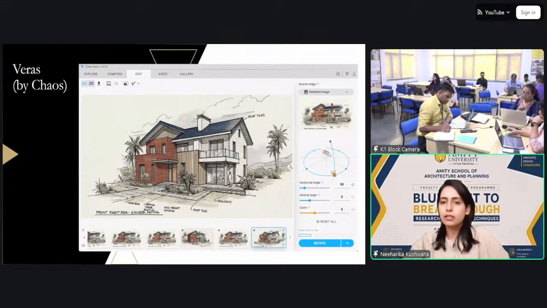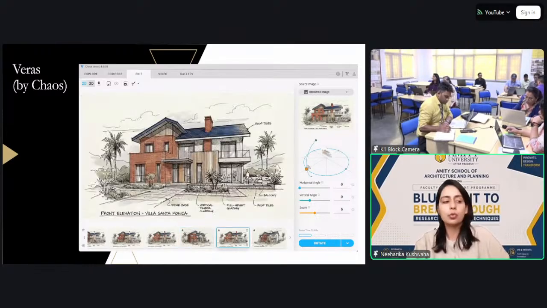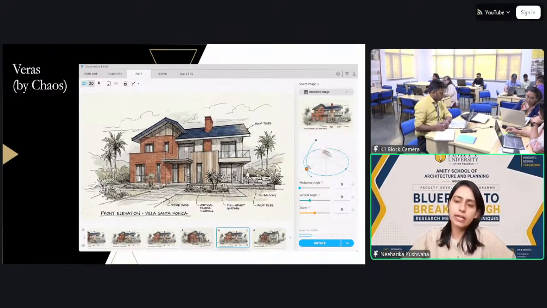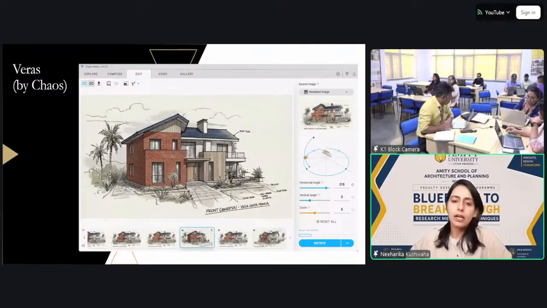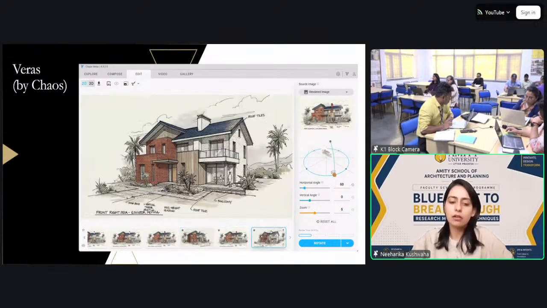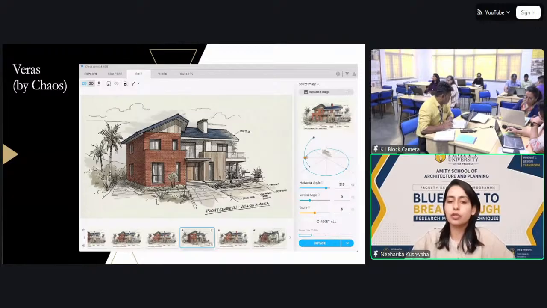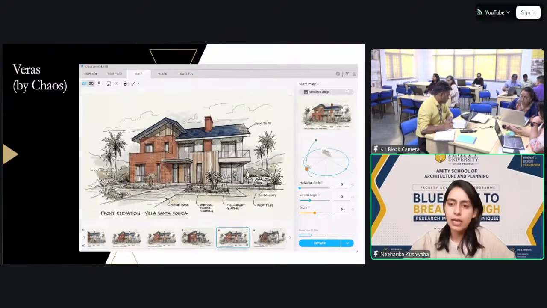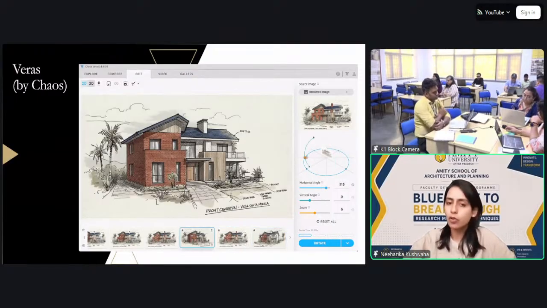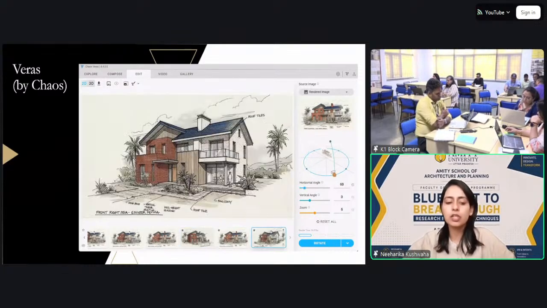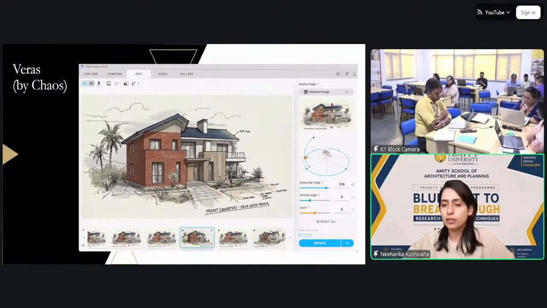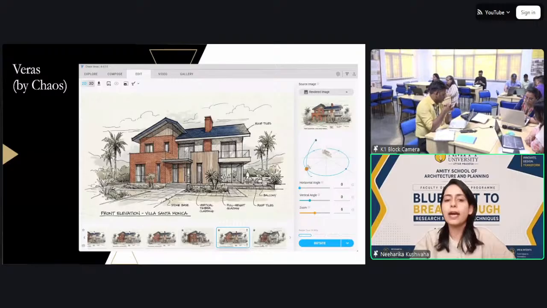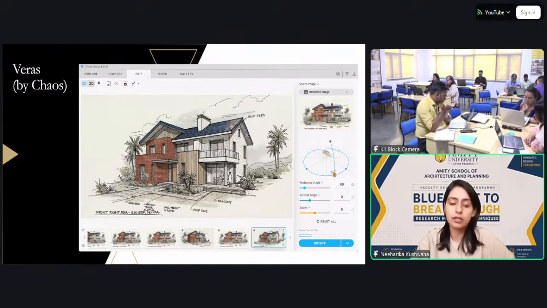This is Veras. It's done by a company called Chaos, who are software developers. This AI visualization works directly with your BIM workflows. It transforms your basic geometric models into photorealistic conceptual drawings. From different angles and views, you can explore your materiality, the lighting on your product, atmosphere, and spatial perception in the very early stages of your design. So we are moving towards our final design formulation. This tool actually helps you to produce and work in real time.